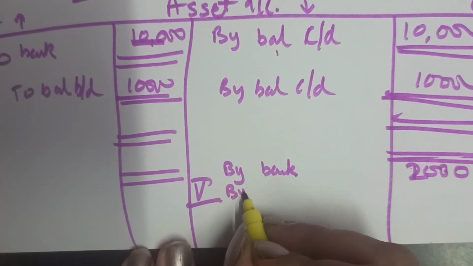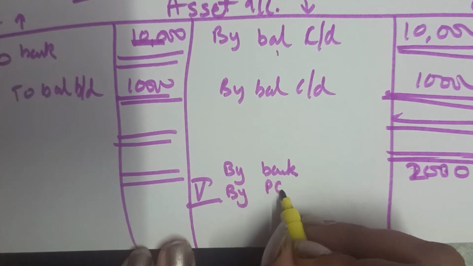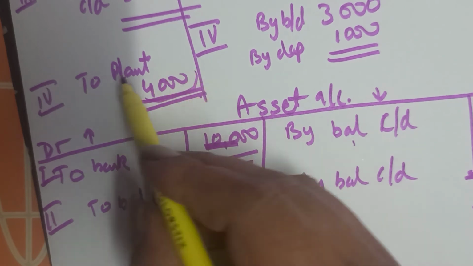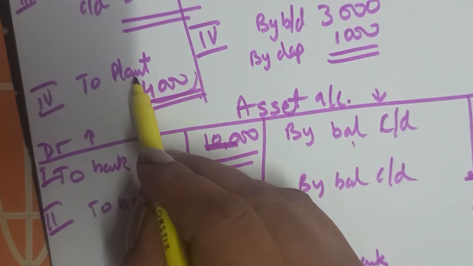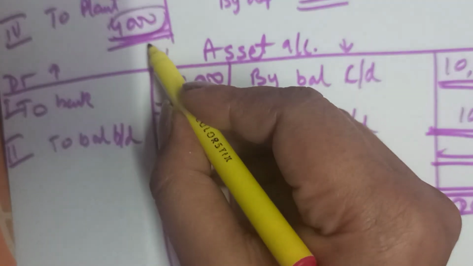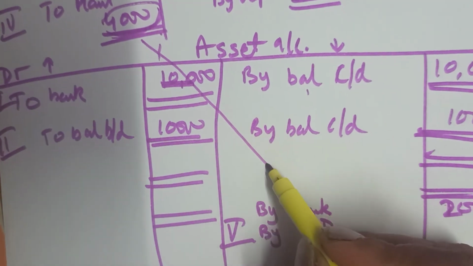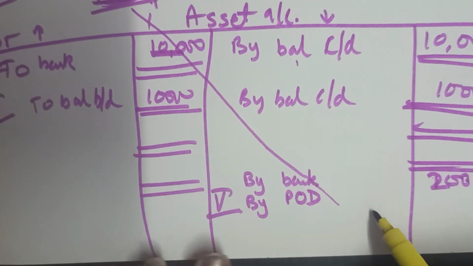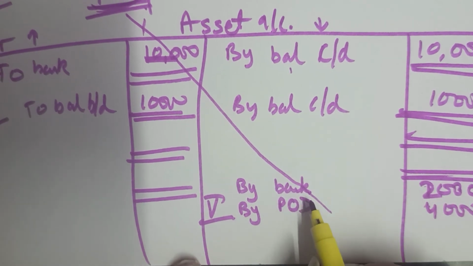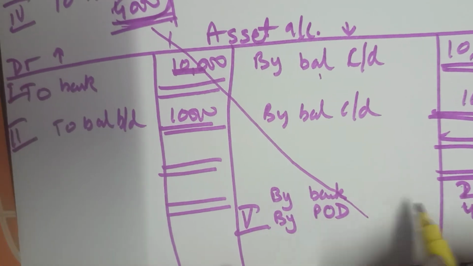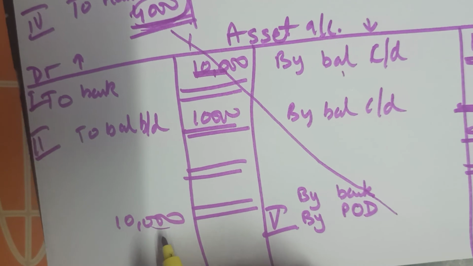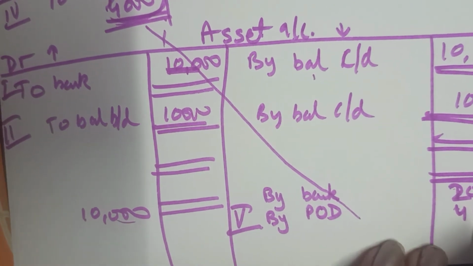Now here, instead of by depreciation, we write by POD. Now this is the POD balance that we are transferring. Here in the POD account, we wrote to plant, rupees 4,000. This 4,000 is being posted here in this account, in the last year of sale. POD rupees 4,000. The value of the asset is 10,000, and the POD is 4,000 by now.